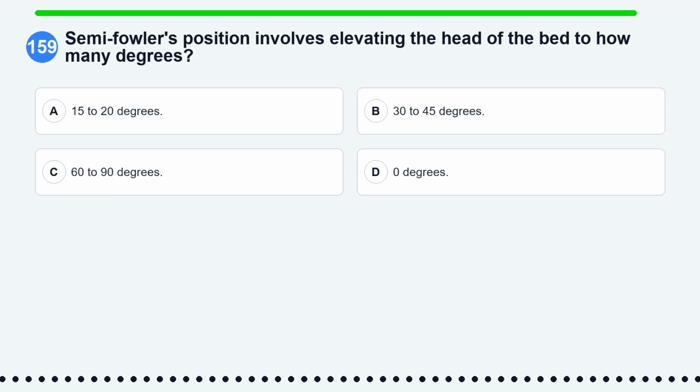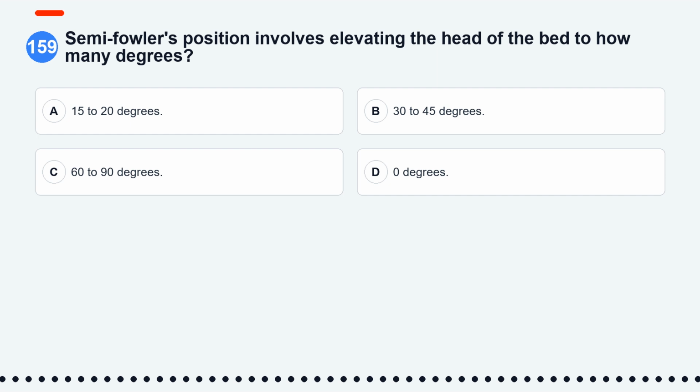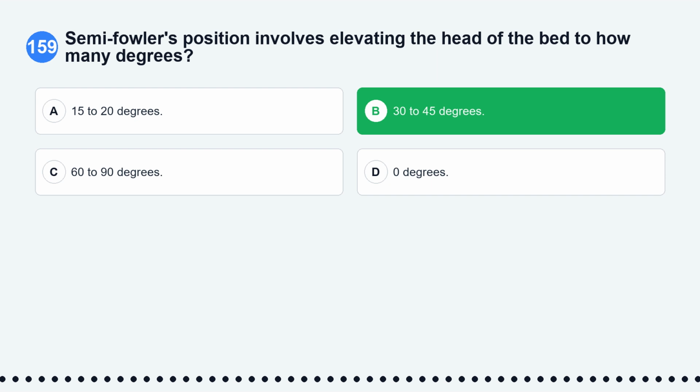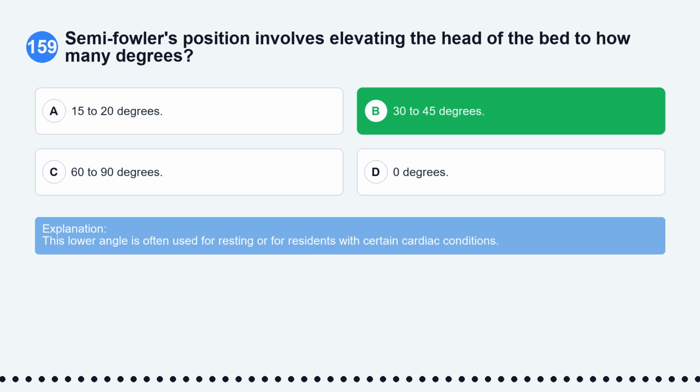Question 159. Semi-Fowler's position involves elevating the head of the bed to how many degrees? Option A, 15 to 20 degrees. Option B, 30 to 45 degrees. Option C, 60 to 90 degrees. Option D, 0 degrees. The correct answer is option B, 30 to 45 degrees. This lower angle is often used for resting or for residents with certain cardiac conditions.